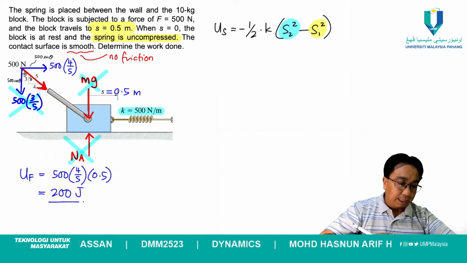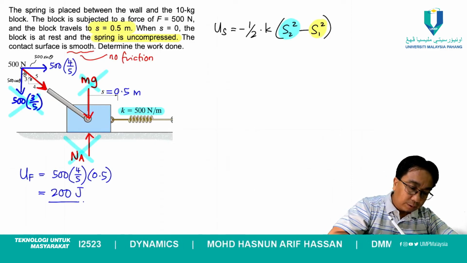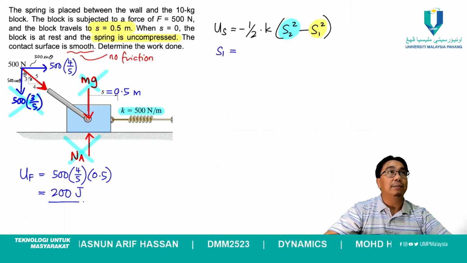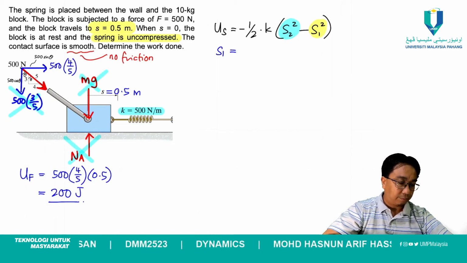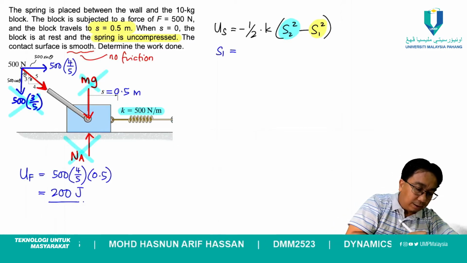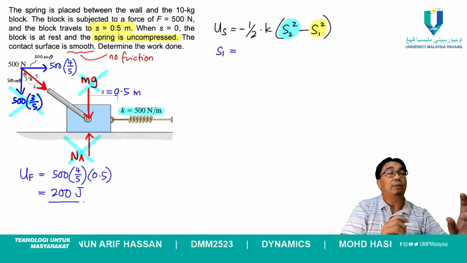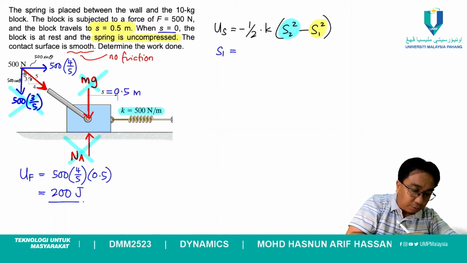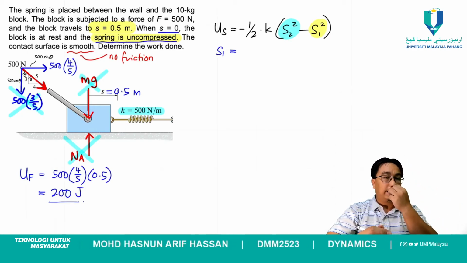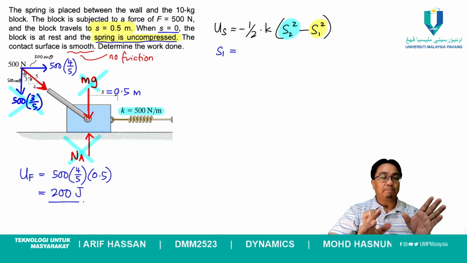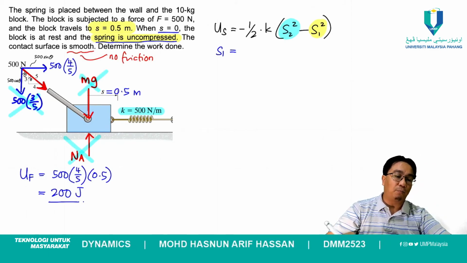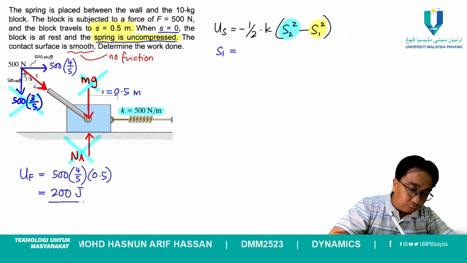Okay, let's look at S1 first. Do you know what is the value of S1? Just by looking at the question. 0, okay? Because it says when S equals to 0, initial position, the spring is uncompressed. Spring is uncompressed means that initially there is no compression. It is the spring at its natural state, or unstretched length. So S1 equals to 0.